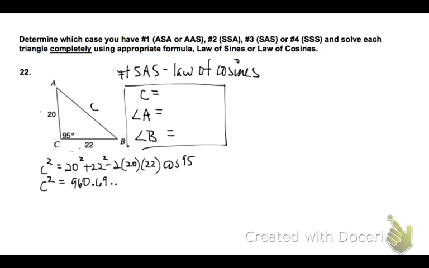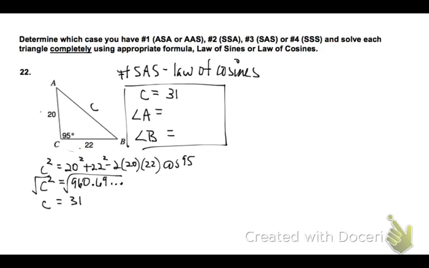Now I'm going to use these three dots, the ellipsis, to indicate that I am not going to round. I'm going to leave that entire answer in my calculator, and then I'm going to take the square root of it. When I do that, and then we round to ones place, we'll get 31. So now we know that the length of side C is 31.